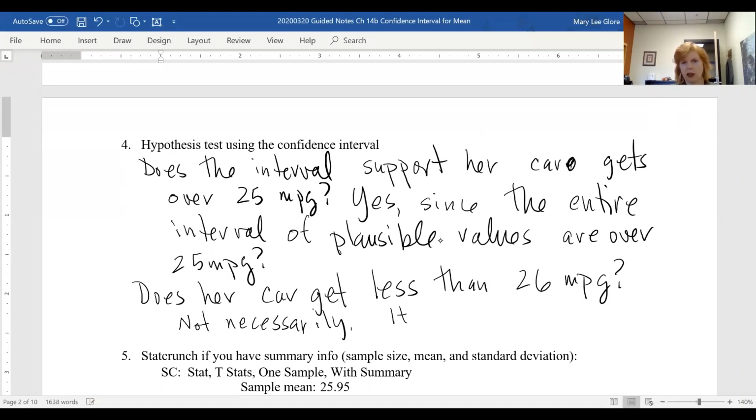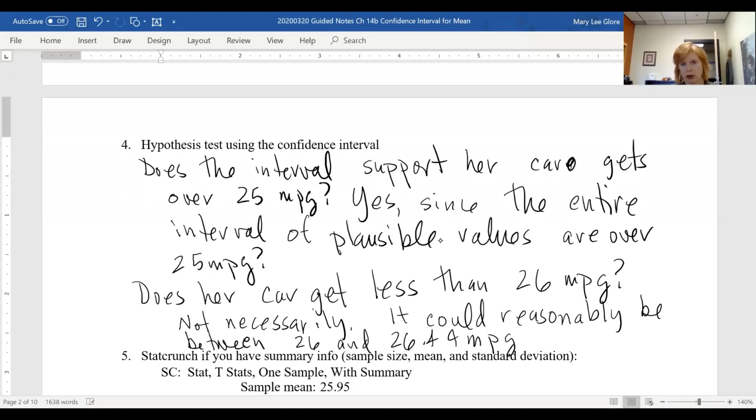Okay. It could reasonably get over, right? Because this is on our 95% confidence interval, between 25.46 and 26.44 miles per gallon, which is over 26 miles per gallon, all right? So it doesn't suggest that, all right? Okay.